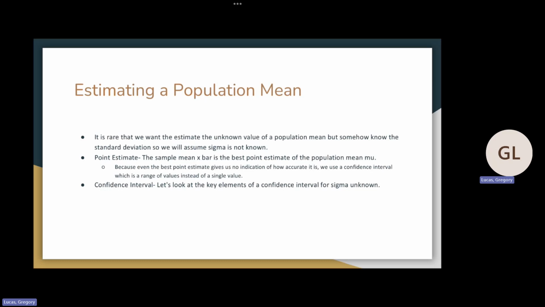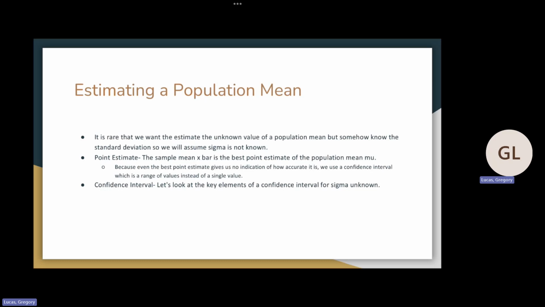All right, so let's define what a point estimate is. The sample mean x bar is the best point estimate of the population mean mu. Because even the best point estimate gives us no indication of how accurate it is, we use a confidence interval, which is a range of values, instead of a single value.